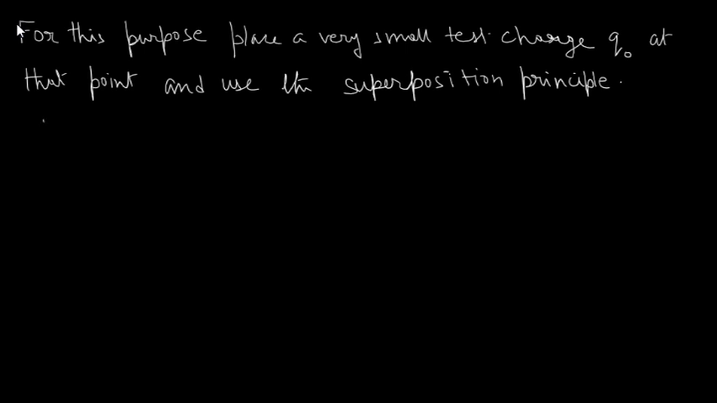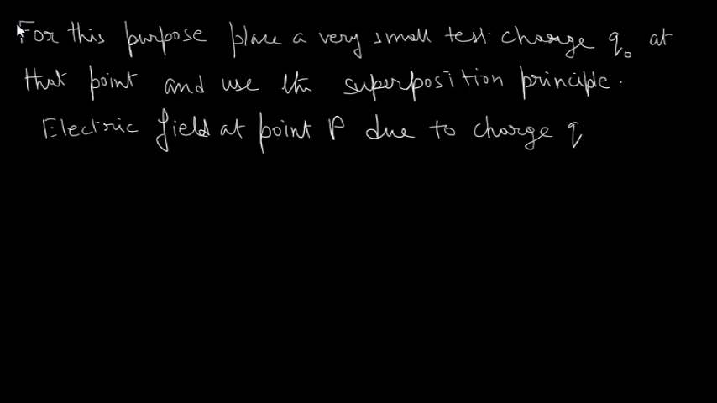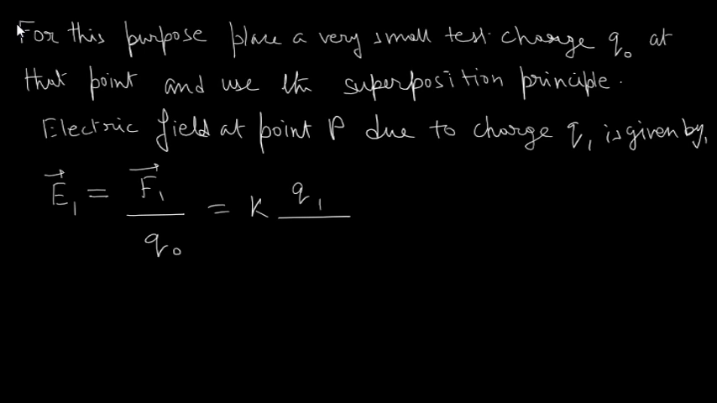Electric field at point P due to charge Q1 is given by E1 is equal to F1 upon Q0, which is equal to K Q1 upon modulus of r minus r1 whole square, times (r minus r1).